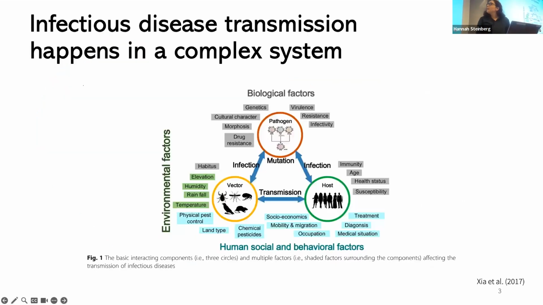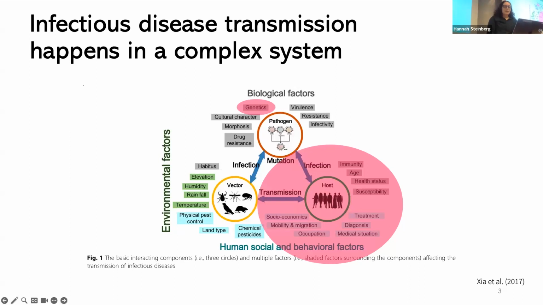So to start off with, infectious disease transmission happens in complex systems. You have biological, human, behavioral, and environmental factors that can affect infection and transmission of infectious diseases. You can see a lot of different things that can affect that up on the screen right now. But today I'll be focusing basically on using the genetics of pathogens in order to study different risk factors of transmission within and between hosts.